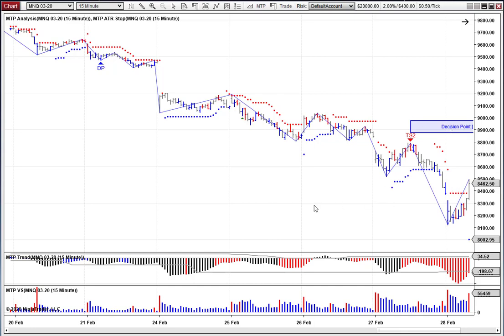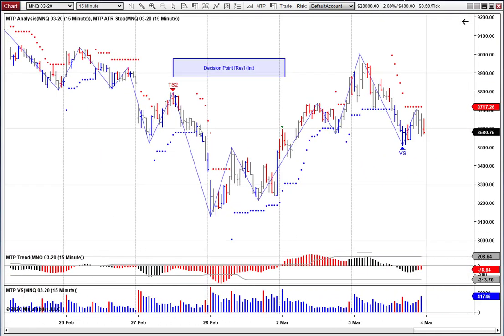So let's see what the NQ did yesterday. If I scroll along, you can see the NQ went up and rallied up, and this is when the Fed made their half point cut yesterday, and you can see all that happened was the market rallied up sharply into that decision point resistance where it reversed and then turned over.